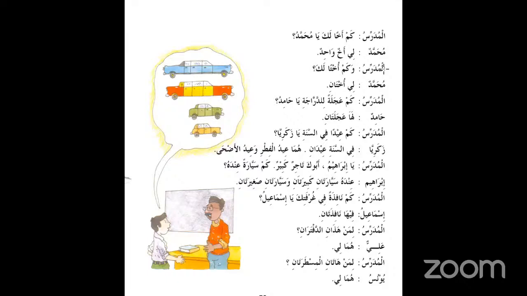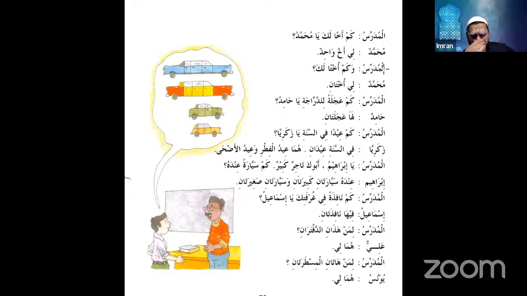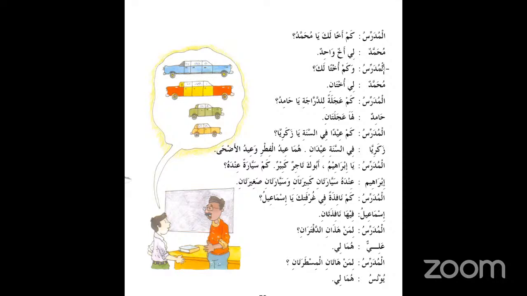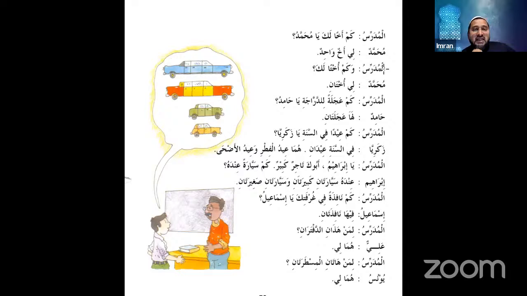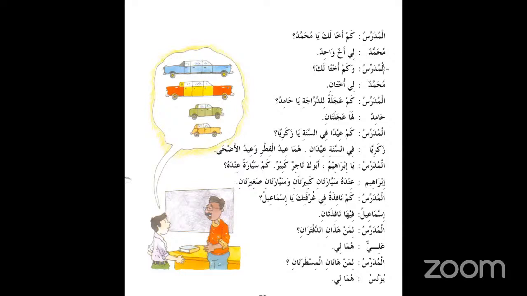Bismillah ar-Rahman ar-Rahim. Al-Mudarrisu. Kam akhan laka ya Muhammad. How many brothers have you got, O Muhammad? Li akhun wahidun. I have one brother. Correct. Wa kam ukhtan laka. Li ukhtani. I have two sisters. Can you translate Kam ukhtan laka? This is Zainab, please. Oh, sorry. No, okay. Zainab, not yourself.